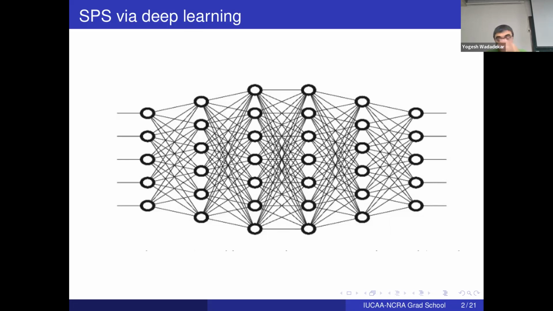So in recent times, people have tried to look at whether stellar population synthesis can be simplified via some kind of artificial intelligence based process. So there is something called deep learning. This diagram represents, on the left side, these circles represent your input parameters, which may be your data, your flux measurements in optical, infrared bands, etc. And there is an artificial neural network with many layers. That's why it's called deep learning.